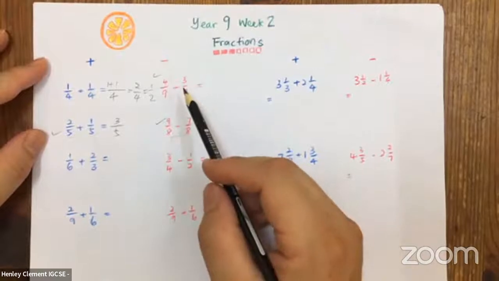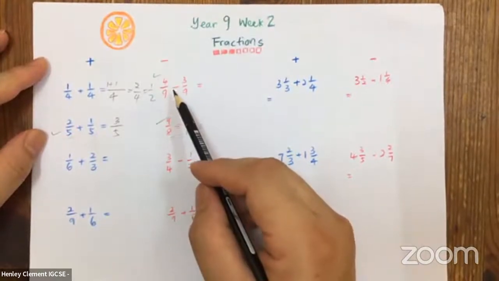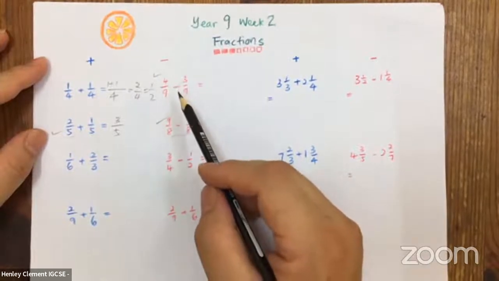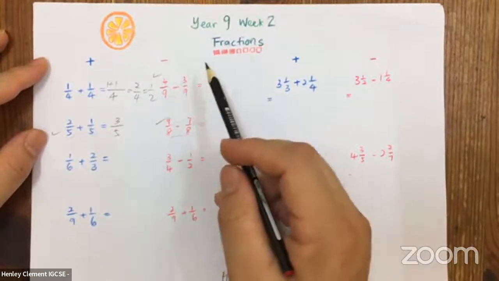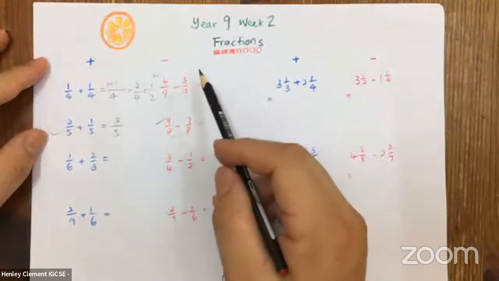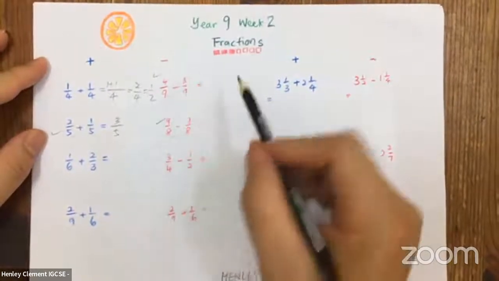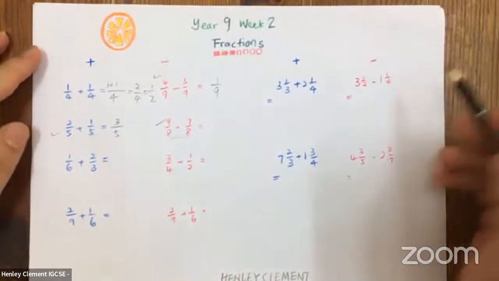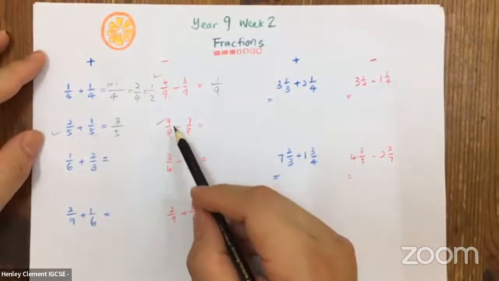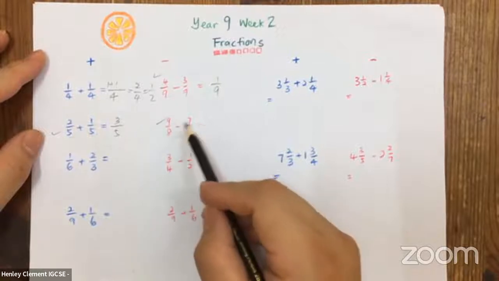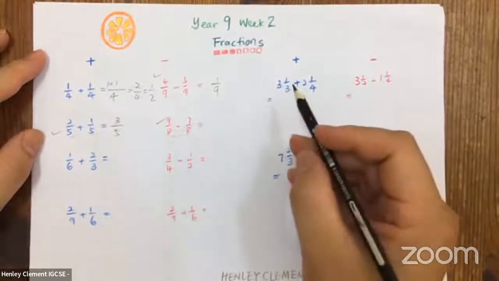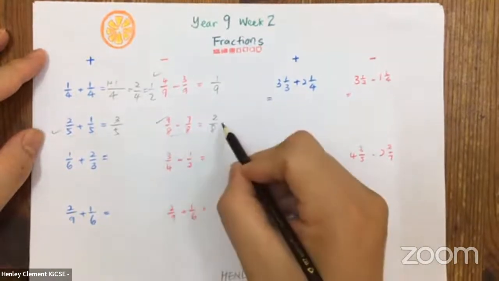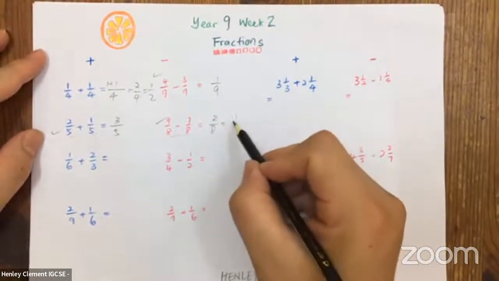If I cut the pizza into 9 pieces, and now the remaining is 4 pieces, another 3 friends come and take away 3 pieces, so there will be only 1 left. Same thing, this is another pizza. I have 9 pieces and then 7 were taken, so only 2 are left over, and if you simplify it, it will be 1 over 4.